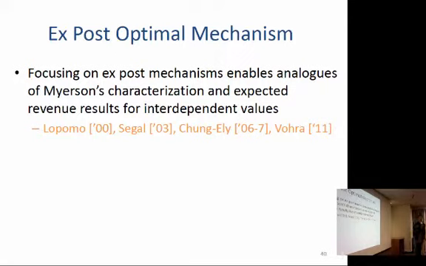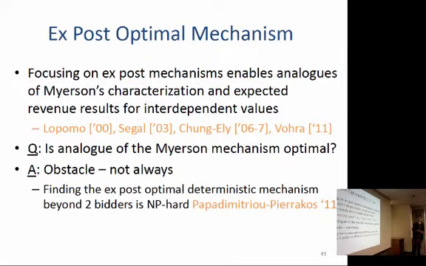And the second thing is that once we focus on ex post mechanisms, this enables us to get analogs of Myerson's characterization and expected revenue results for interdependent values. And this is actually known in the economic literature. We found it in a lot of different places, but this is known to hold. And then the question is, okay, you have the characterization, you have the expected revenue result, we want to get the optimal mechanism. So we want to get a Myerson-like mechanism, and can you do that? Is the natural analog of Myerson always optimal?